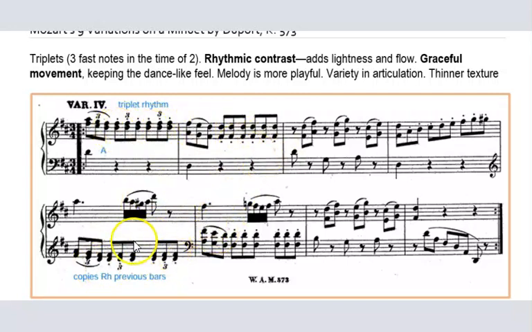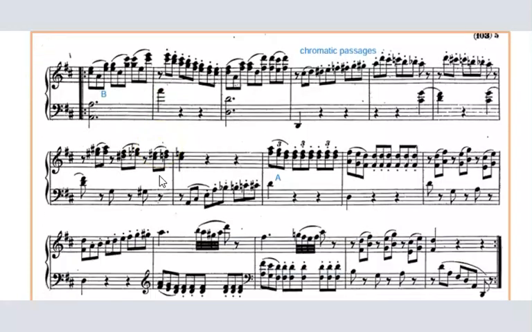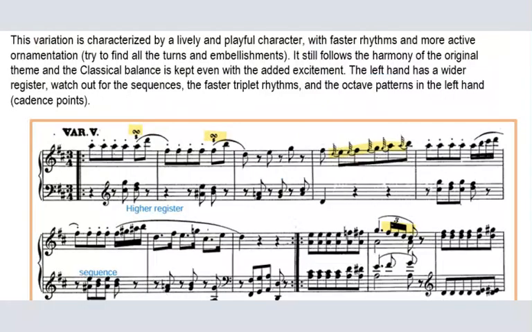And here you see that the left hand copies what the right hand has done. Now with this section here, we see chromatic passages, we see lots of staccatos. The right hand and the left hand are busy, and there it returns to the A with a triplet rhythm. Variation 5 is characterized by a lively and playful character, faster rhythms, more active ornamentation. You see it there with the turns and the embellishments.